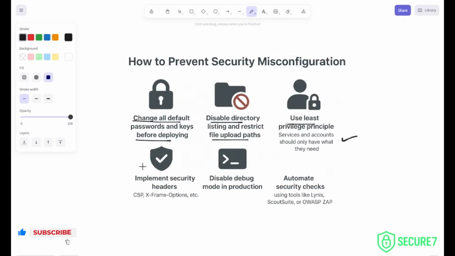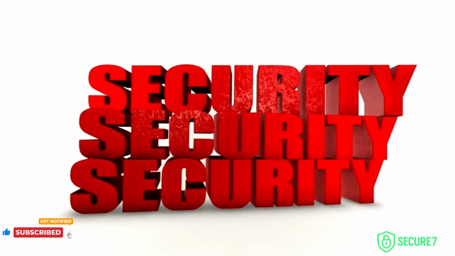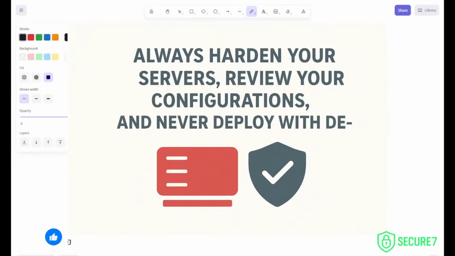Turn off debug mode in production. Use security headers like content security policy and X-Frame-Options. Regularly run automated security checks with tools like Lynis, Scout Suite, or OWASP ZAP. Security misconfiguration is one of the simplest but most dangerous vulnerabilities. Always harden your servers, review your configurations, and never deploy with defaults.